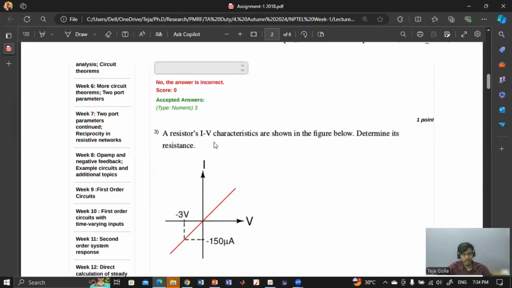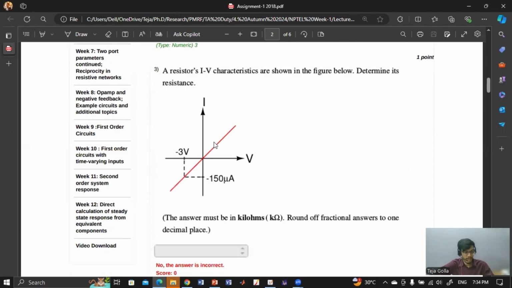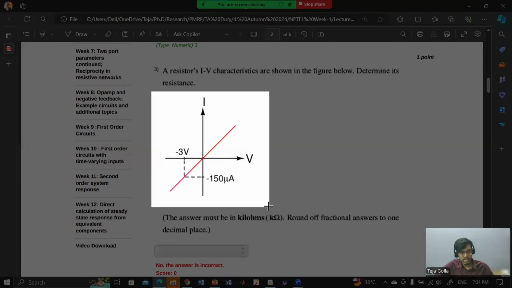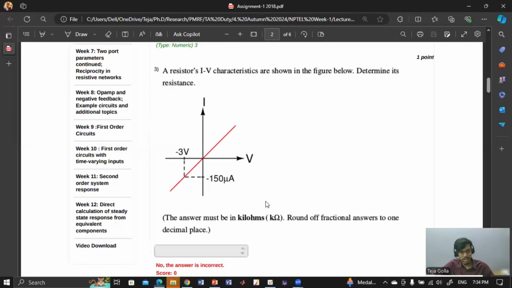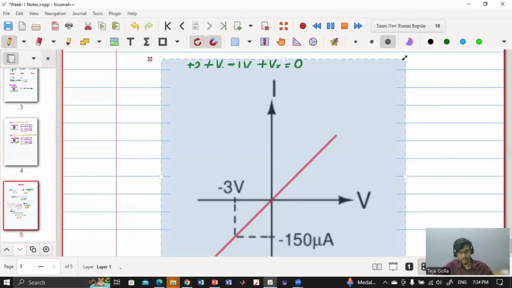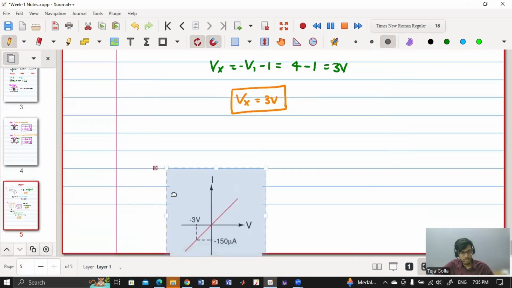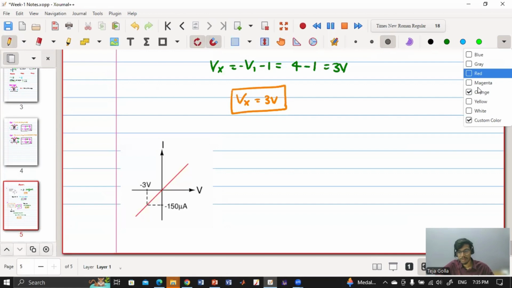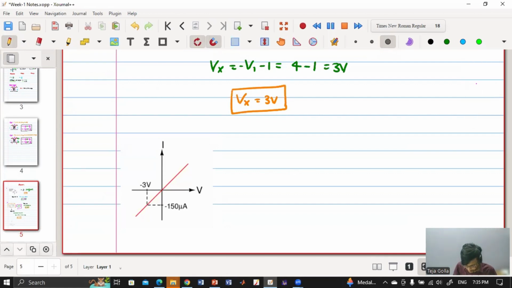Now, problem 3 is very simple. Can you solve? They have given IV characteristics of a resistor and they are asking what is the value of resistor R. Can someone tell? This is a simple problem. I hope you will be able to solve. Slope of the line. 20 kilo ohm.